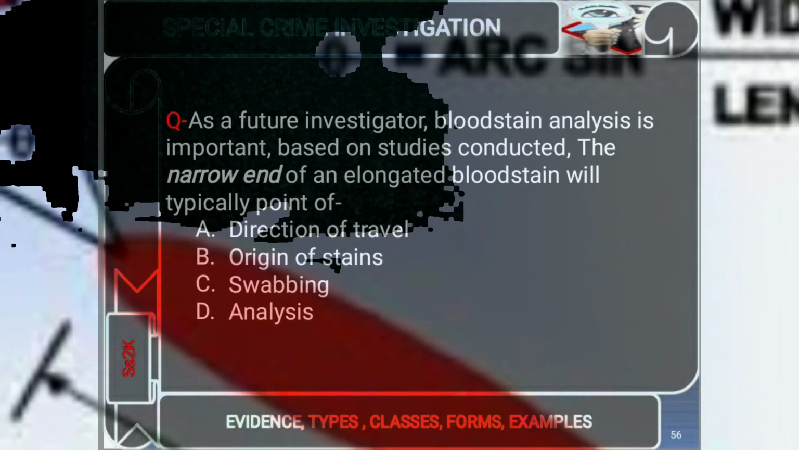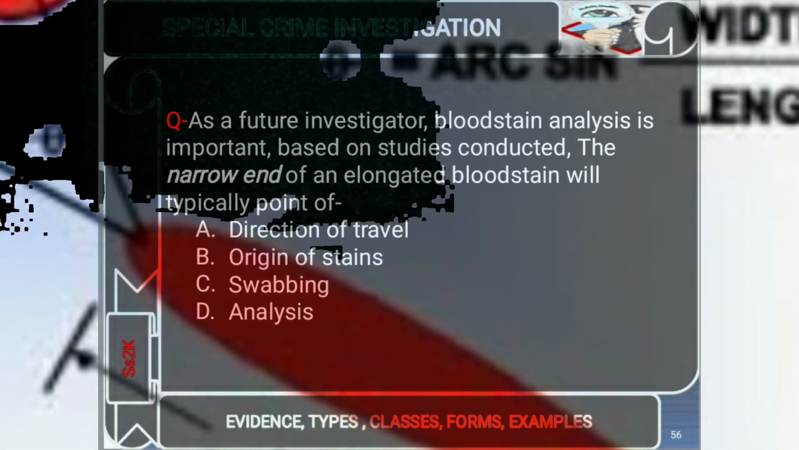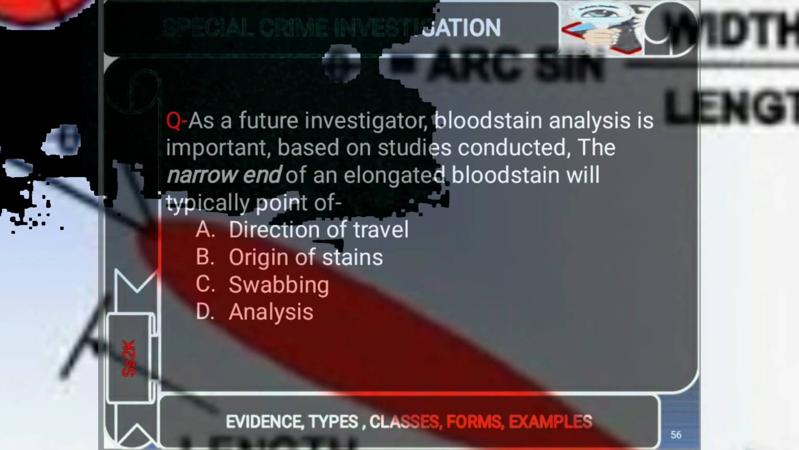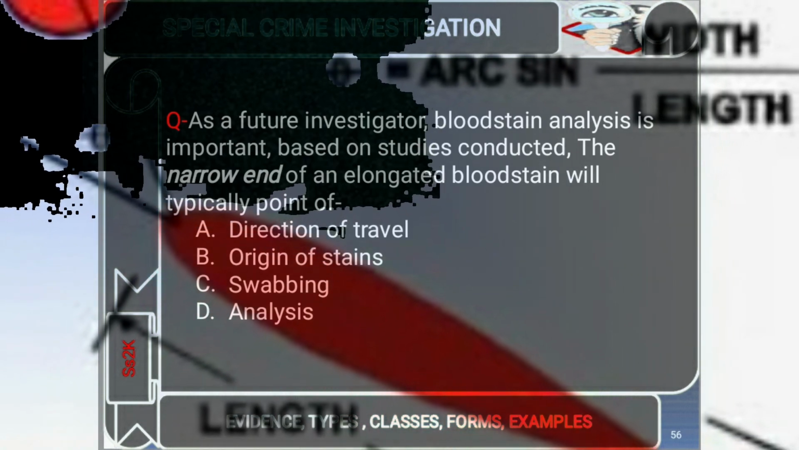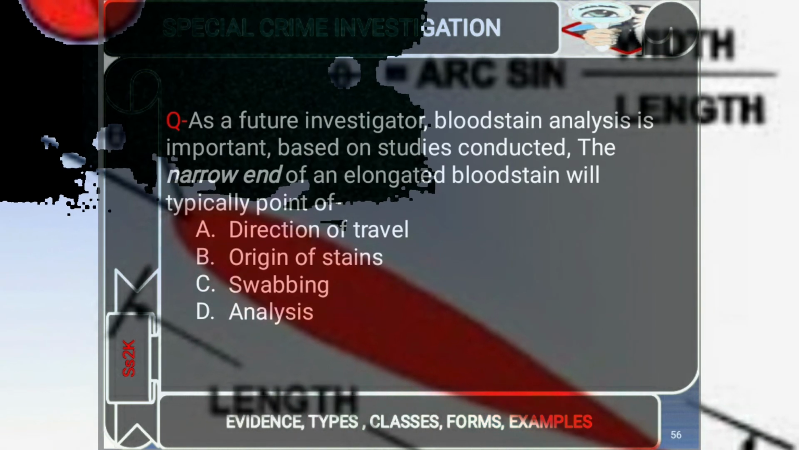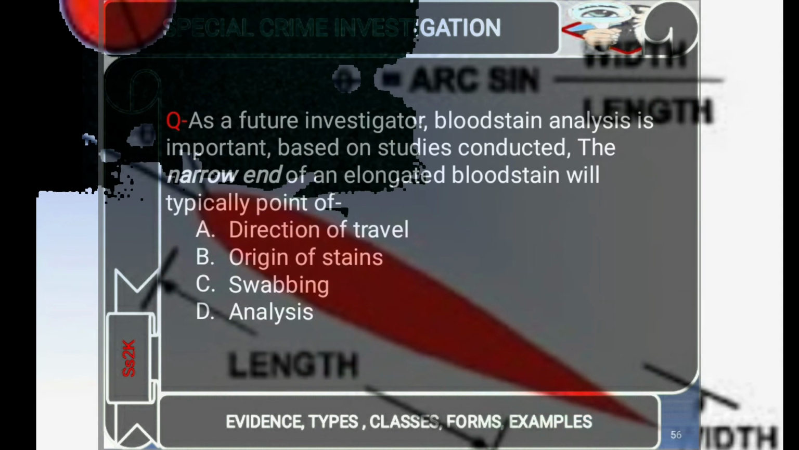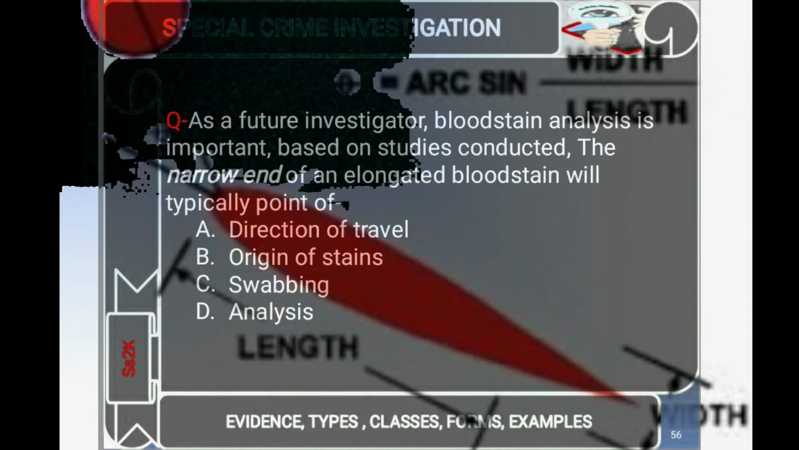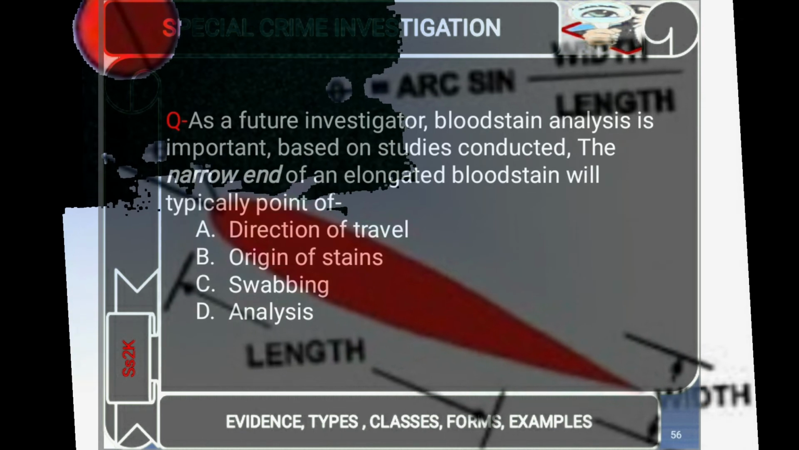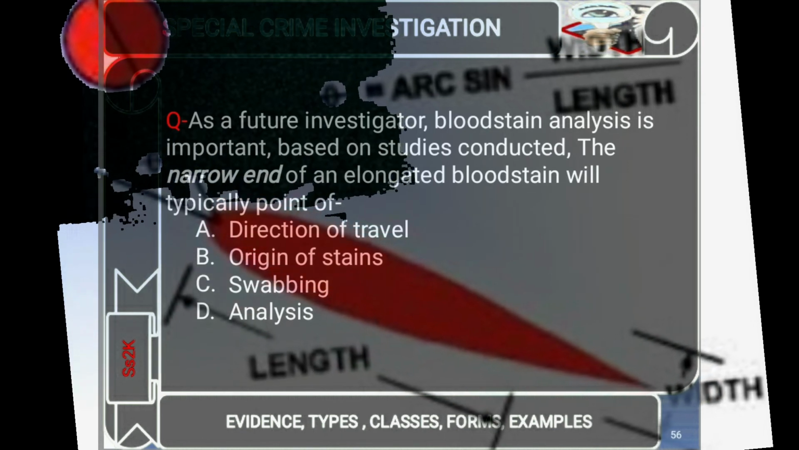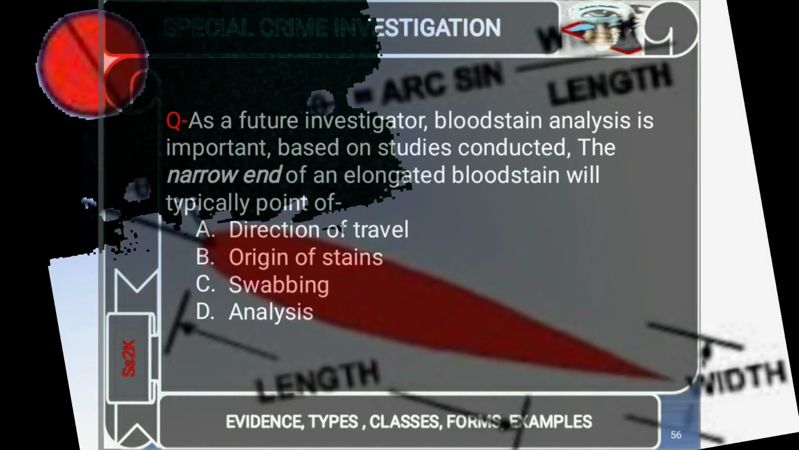As a future investigator, bloodstain analysis is important, and based on studies conducted, the narrow end of the elongated bloodstain will typically point to: letter A, the direction of travel; B, the origin of stains; C, the swabbing; or D, the analysis. So, if the bloodstain is elongated, based on what we call bloodstain analysis, no?